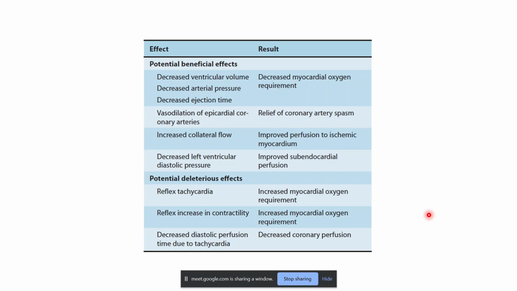Nitrite ion reacts with hemoglobin to produce methemoglobin.